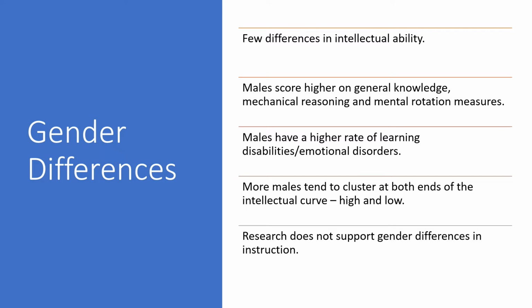However, research does not support gender differences in instruction. By this I mean it's not important to teach math in a certain way to boys as opposed to girls. It may be more important to contextualize your math problems so that there are things of interest to girls. But in terms of actually how you instruct it, for example, using algorithms or direct instruction or constructivist instruction, it doesn't make a difference.